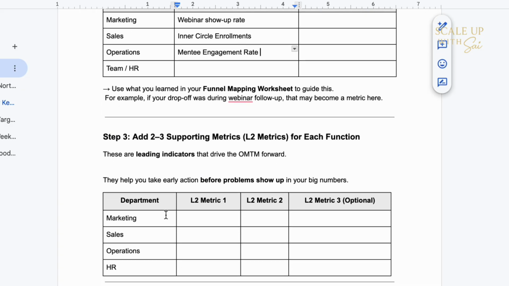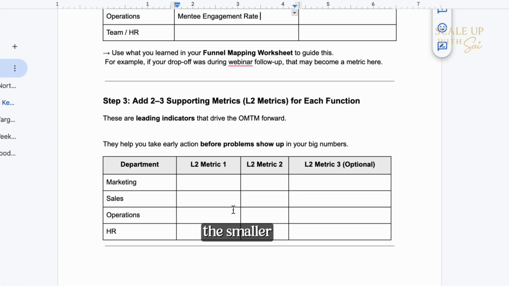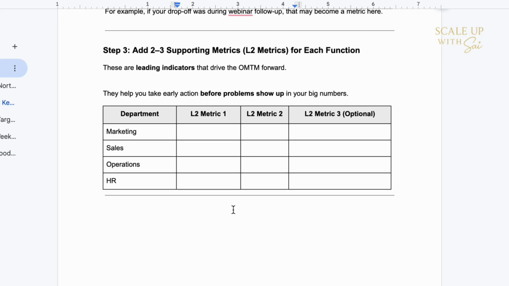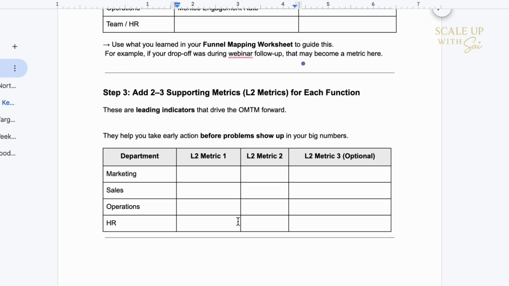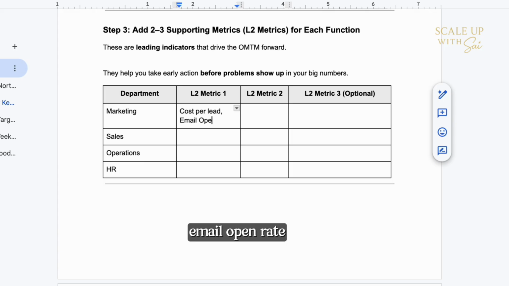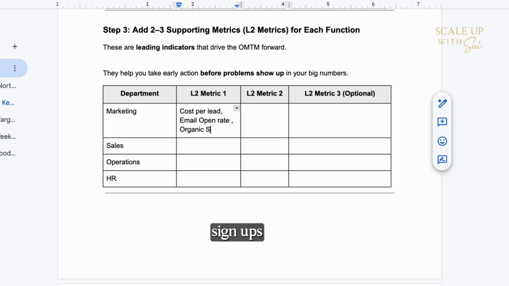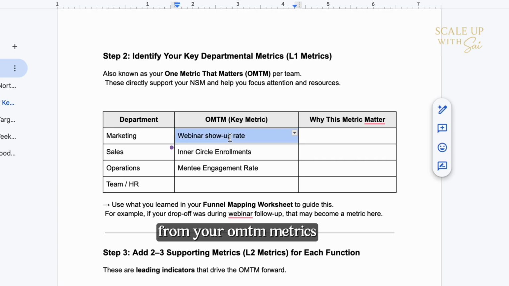In step 3, let's break down your L2, or level 2, metrics. These are your leading indicators, the smaller numbers that drive the bigger ones. They help you take early action before something breaks. Example, if your OMTM is webinar show up rate, then some L2 metrics might be cost per lead, email open rate, organic sign-ups. Use your day 3 funnel audit worksheet here. If you notice drop-offs, those gaps are probably hiding in your L2 metrics. Basically, these are a layer deeper from your OMTM metric.